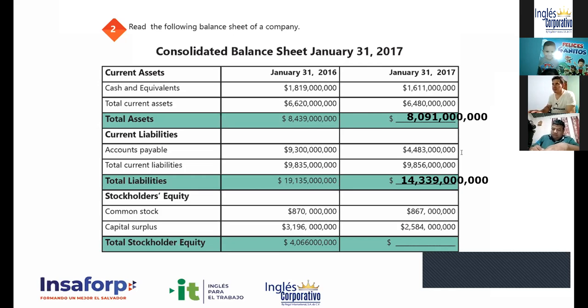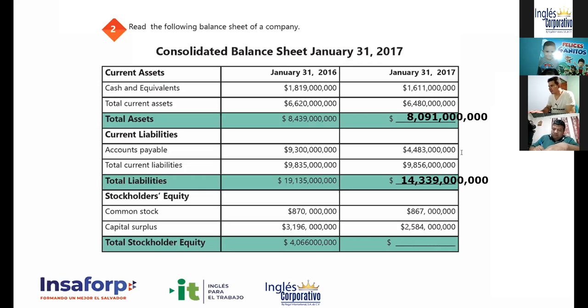Three billion. One. No, 451 million. Yes. Million, sí. Billion, yes. Mil millones. Okay. Millón es un millón.